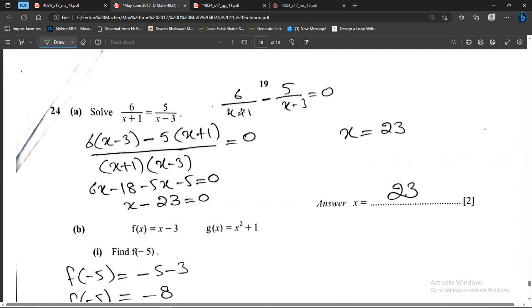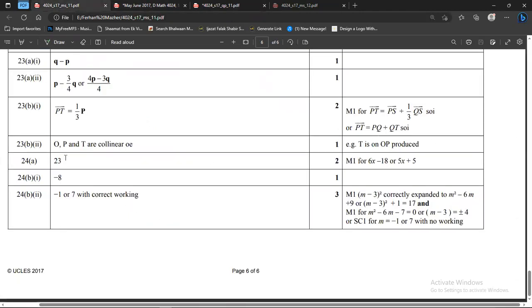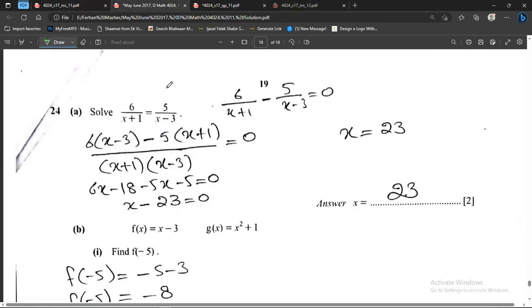So you will have 6 by x plus 1 minus 5 by x minus 3 equals 0. Take the LCM. So you will have x plus 1, x minus 3 in the bracket in the LCM. So upstairs you will have 6 into x minus 3 minus 5 into x plus 1, and the whole thing is equal to 0. So this thing will go on the other side and multiply with the 0, it will become 0. So here you will have 6x minus 18 minus 5x minus 5 equals 0. So you will have 6x minus 5x, you will have x, and it will be minus 23 equals 0. So the x will be equal to 23. The answer is right. This is the solution.